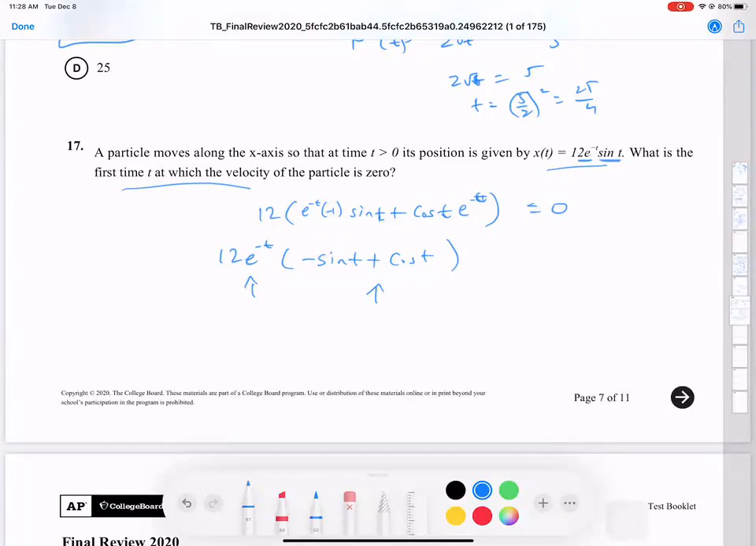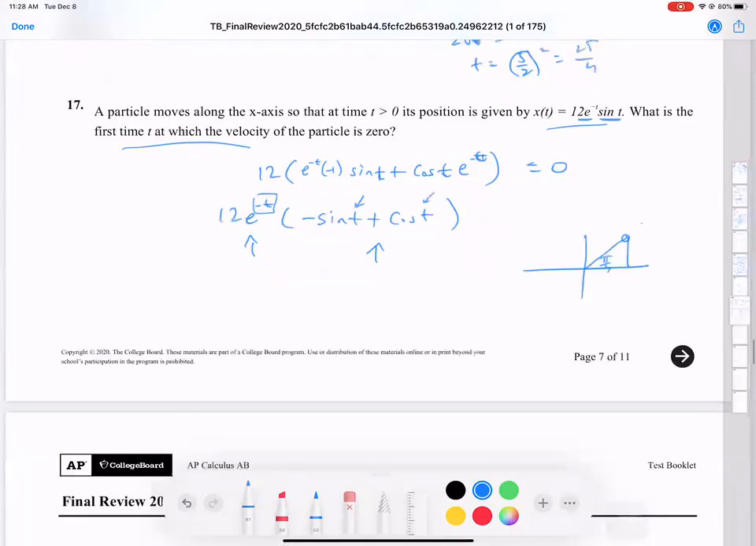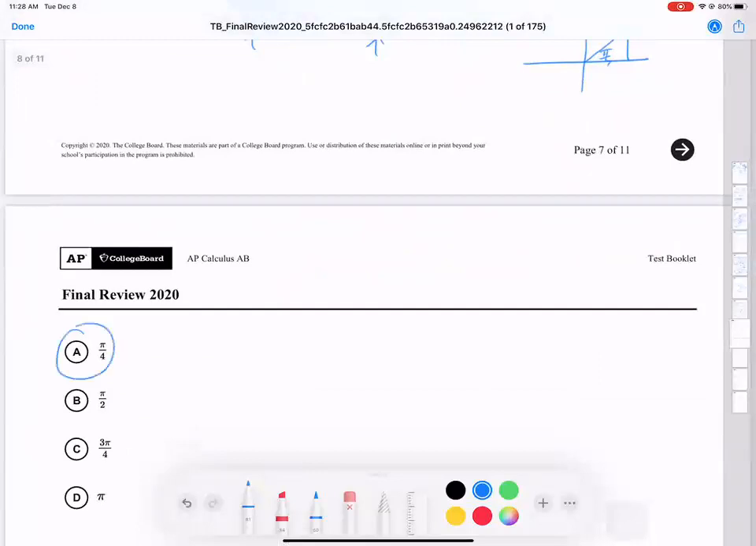So when does e to the negative t go to 0? It actually will never go to 0. And when would sine and cosine cancel out? If you remember your unit circle, sine and cosine have the exact same value at pi over 4. Okay, pi over 4. So the answer is pi over 4.